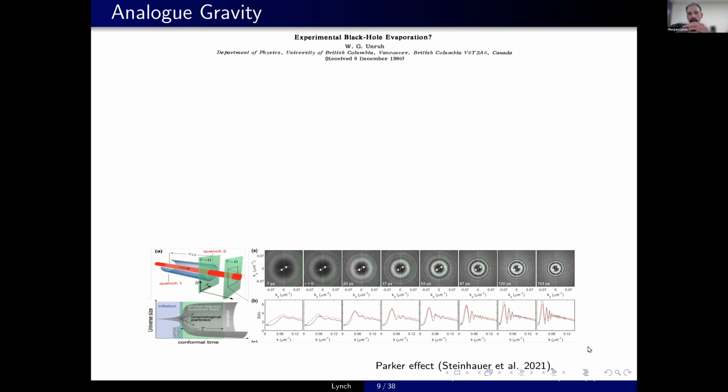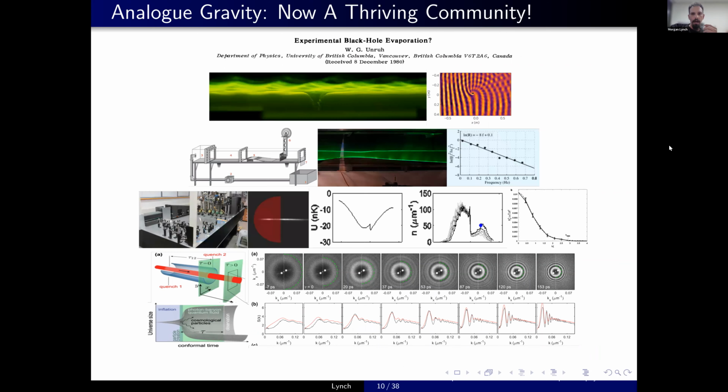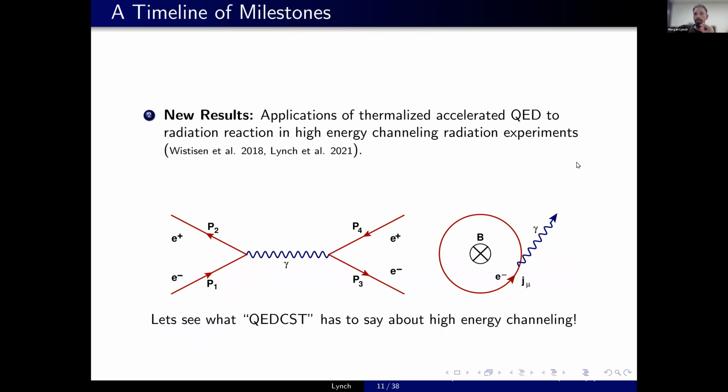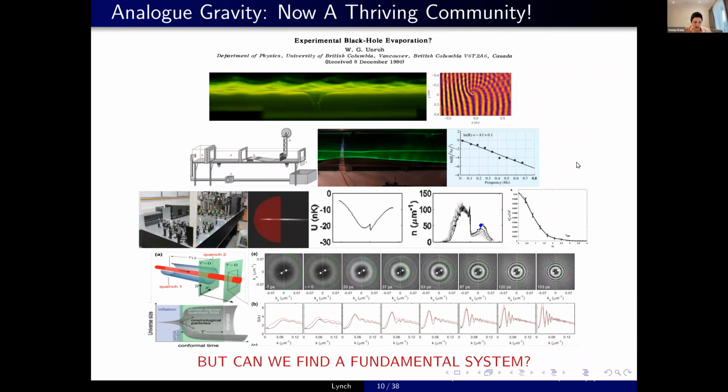And so you have a lot of these phenomena which are now being explored experimentally in an analog sense and all together. And what we would like to do is see if we can find a fundamental system to analyze these things. Sorry. So now, yeah, and if I may, it was moving a bit too quickly for me.